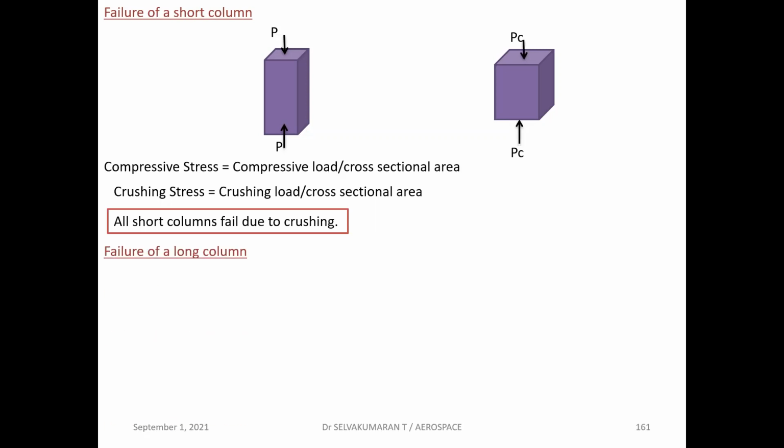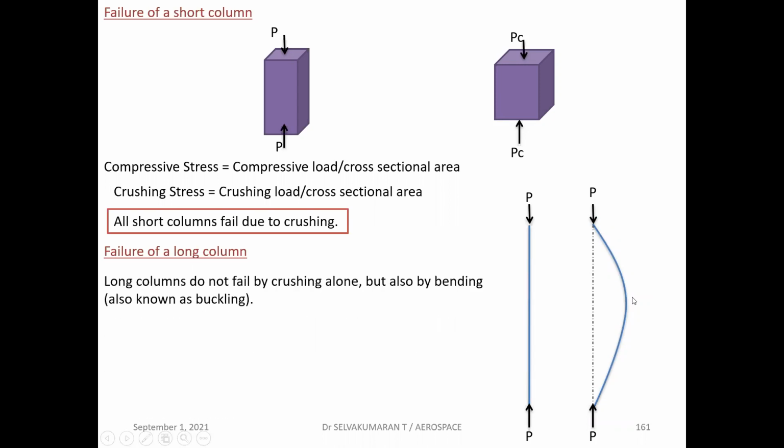When you go to long columns, failure of a long column, let us take a long column subjected to an axial compressive load. When we apply a load P, if nothing is happening to my column, I can call that P a safe load, or a safe compressive load. So we are applying a load, and the column undergoes a lateral deflection. You can see here the lateral deflection, let it be delta or whatever it is.